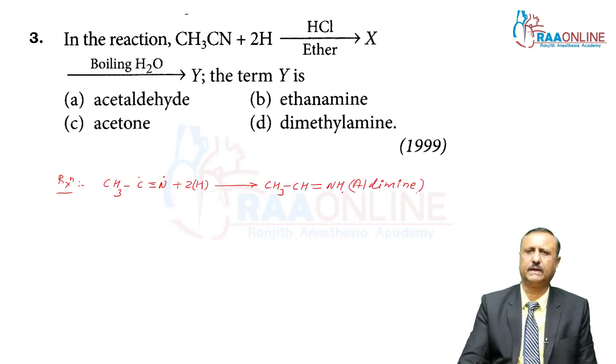This is your first reaction, and in the second reaction you get compound X. Here CH3CN reacts with 2H to give X, the aldehyde, in the presence of HCl and ether. Now we can see that CH3CH=NH reacts with boiling water.